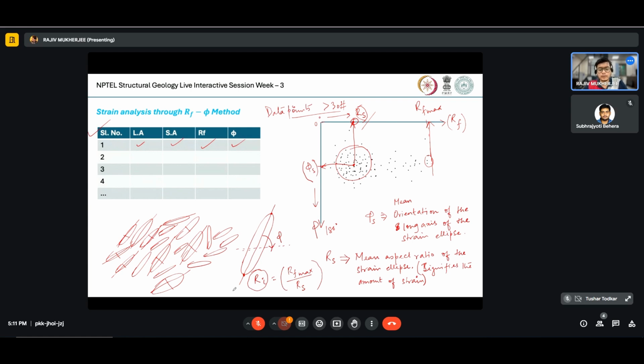So we can estimate Ri, and then we can also estimate Rf, and we can also estimate the amount of strain accommodated during the deformation, and we can also estimate the orientation of the long axis or the principal axis of the strain ellipse. Okay, so this is how the Rf/phi method is applied in the case of deformed markers.